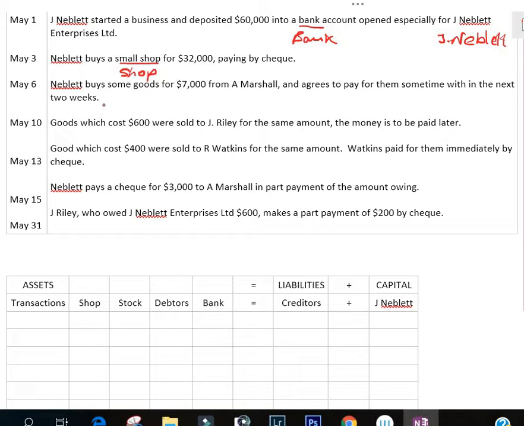They exchange $30,000 in cash for a shop that is worth $30,000. Now, the third transaction: Nebelit buys some goods for $7,000 from A. Marshall and agrees to pay for them sometime within the next 2 weeks. So he's bought goods, but he's not paid for the goods. So we have to open two accounts to deal with this transaction. We'll call the account for goods stock. It can be called inventory as well. And then because he has not paid Marshall, he now has a liability of $7,000 to Marshall.